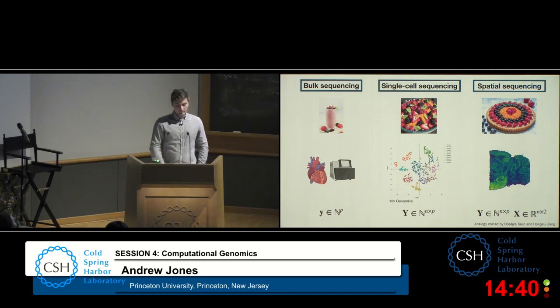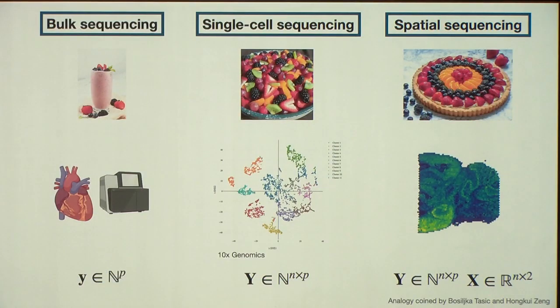To give you a bit of background on spatial sequencing technologies, although Barbara gave you some at the beginning, I like to use this analogy between sequencing technologies and fruit-based dishes, which some of you may have seen before. Bulk sequencing technologies on the left here profile expression levels of an entire tissue. So this will yield a gene expression or a protein expression vector across the entire tissue. This is analogous to a smoothie where all the fruit have been blended up together.